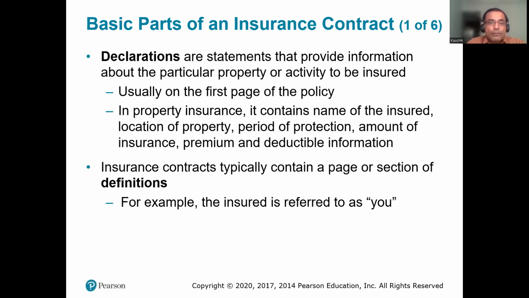Then we have the definition section. Here we have the meaning or the explanation of different keywords and phrases which are used in the insurance contract.